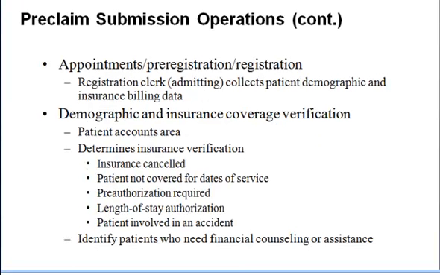As part of the pre-claim operations, the registration or admitting clerk will collect patient demographic and insurance billing data. They will verify insurance coverage. Was the insurance canceled? Or maybe the patient is no longer covered for the date of service? Was a pre-authorization required and received? If there was an accident, that would be gathering the information on where the accident occurred and if anyone else's insurance is responsible, for example, if it was an auto accident.